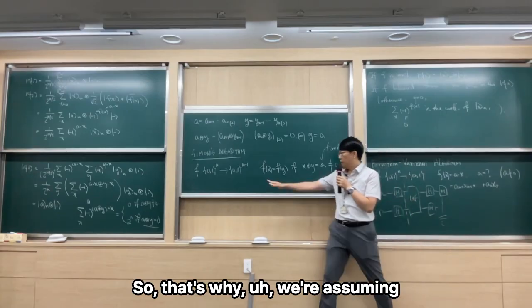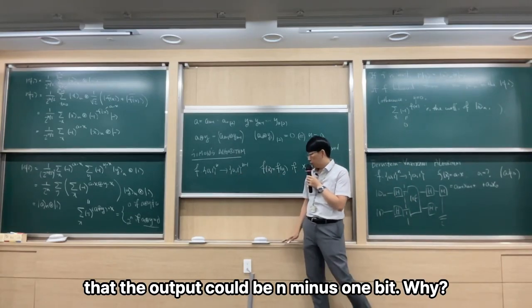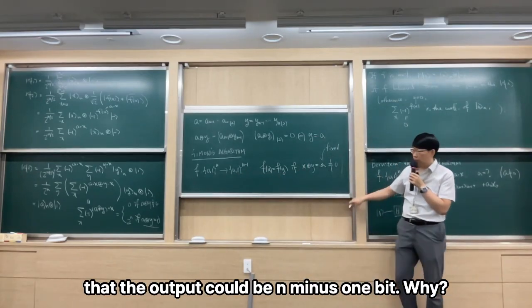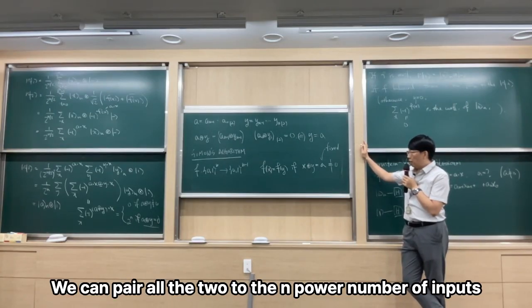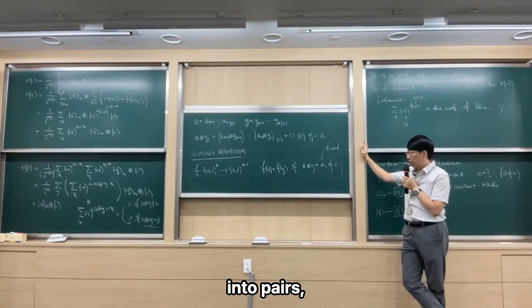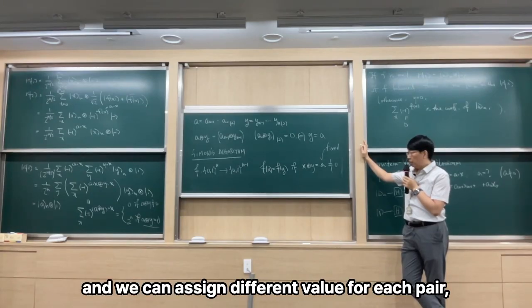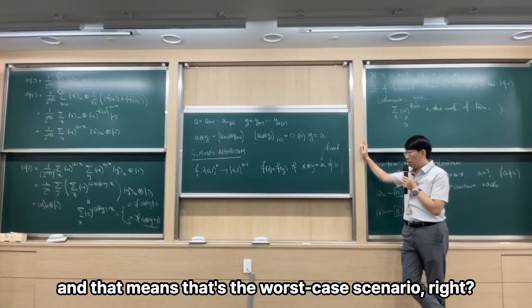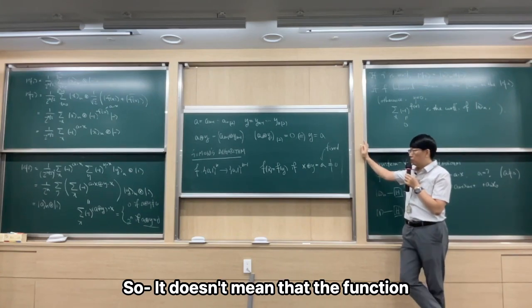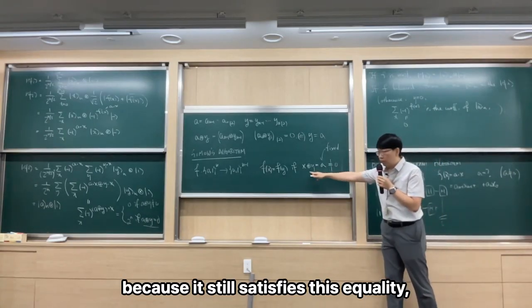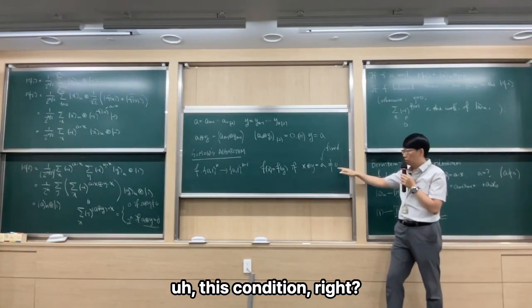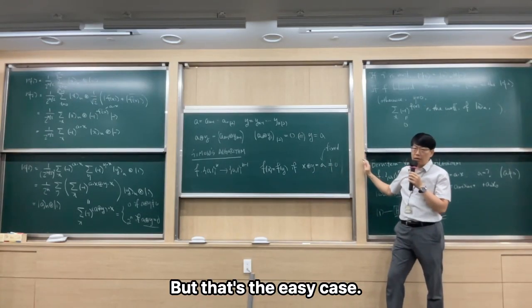That's why we're assuming that the output could be n-1 bit. Why? Because we can pair them up. We can pair all the 2 to the n power inputs into pairs, and we can assign a different value for each pair, and that's the worst case scenario, right? It doesn't mean that the function cannot be constant. Of course, the function can be constant because it still satisfies this condition, right? But that's the easy case.